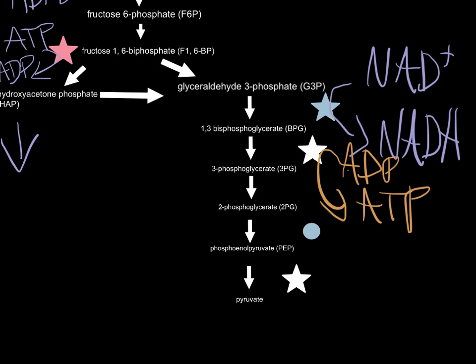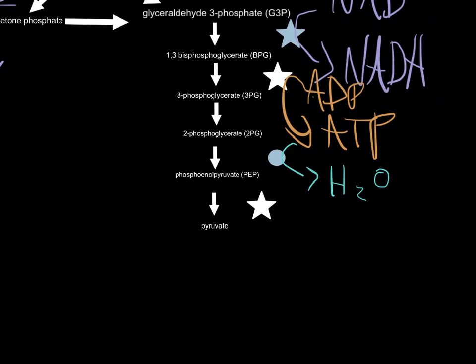Next, 3PG is rearranged into 2PG. At this point, 2PG is converted to PEP by removing a water molecule here. The phosphate group on PEP phosphorylates an ADP into an ATP, changing PEP into pyruvate. That's the end of glycolysis.